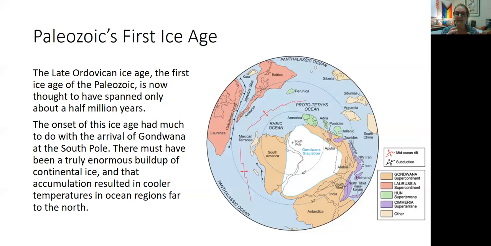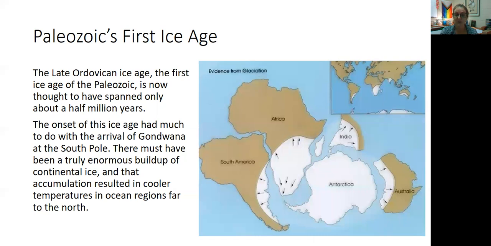Now, this is really important because anytime you have land over the South Pole, you can get a lot of ice buildup. Antarctica is just covered in ice, right? But if Antarctica wasn't there, we wouldn't have as much ice near the South Pole. It was just like this in the past. When Gondwana was on the South Pole, there was an enormous buildup of ice on the continent. And we know this because even today, we still see evidence of glaciers on all of the continents that used to make up Gondwana, right? We see evidence of glaciers in India. We see evidence of glaciers in Africa and Australia and South America.